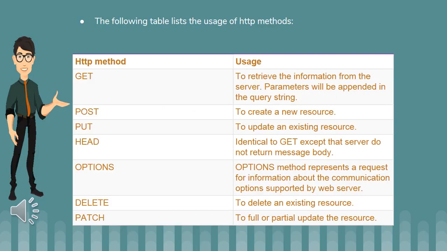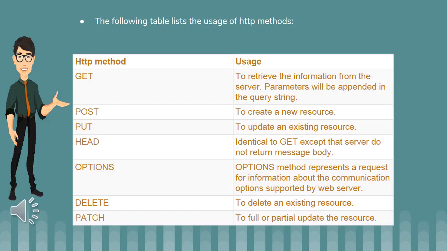The following table lists the usage of HTTP methods. GET to retrieve the information from the server. Parameters will be appended in the query string. POST to create a new resource. PUT to update an existing resource.